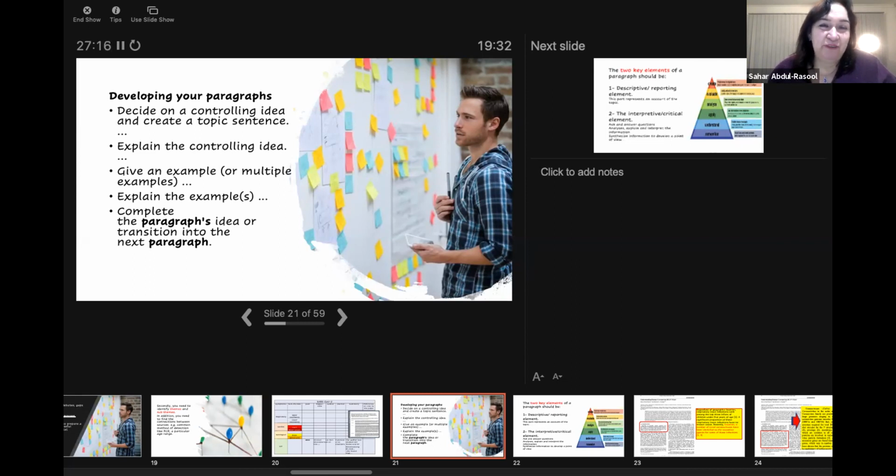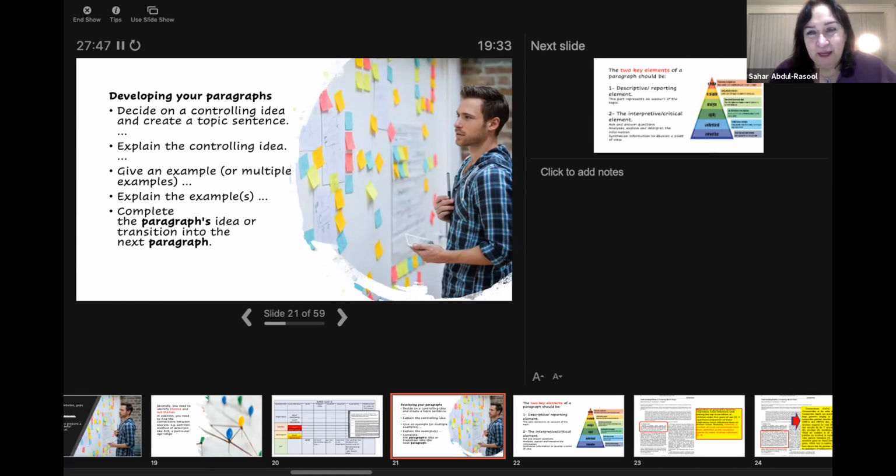Developing a paragraph. When you write a paragraph, you decide on the controlling idea of the paragraph. You explain that controlling idea, give examples in the body of the paragraph, and then you complete the paragraph with a conclusion sentence that might link it to the next paragraph. So you pave the road to the next paragraph in the conclusion sentence.